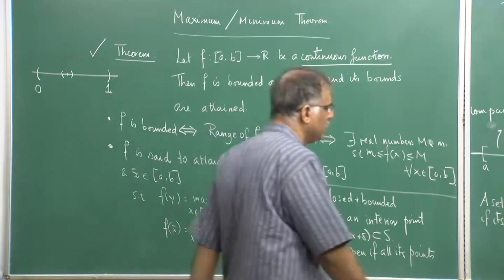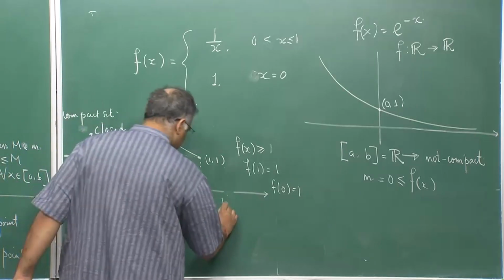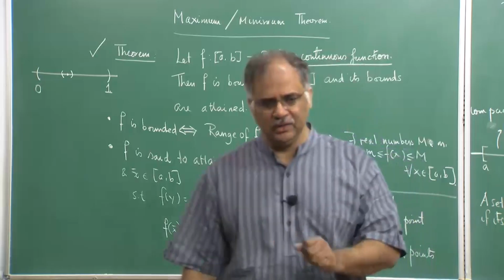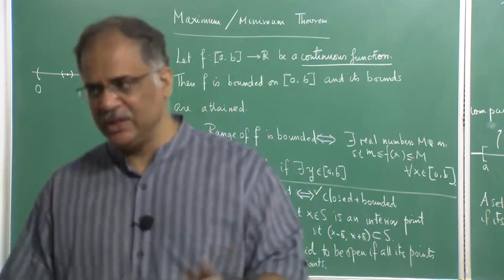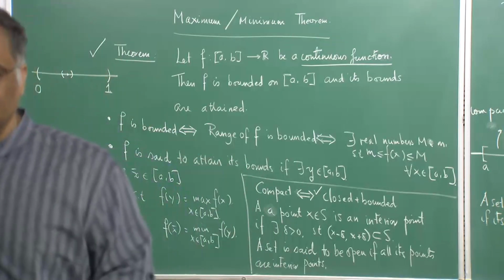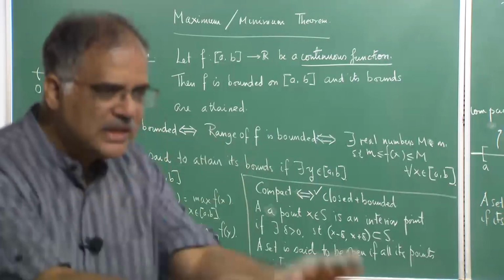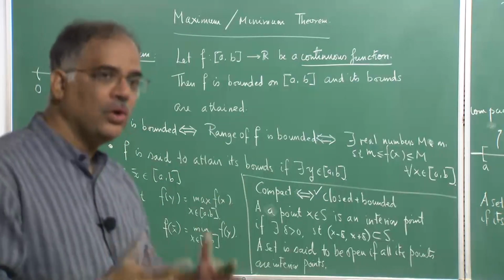The key idea here is the following: if you take a compact set on a real line, that is a closed and bounded set, and then if you operate a continuous function on it, then the image of that set is also compact.